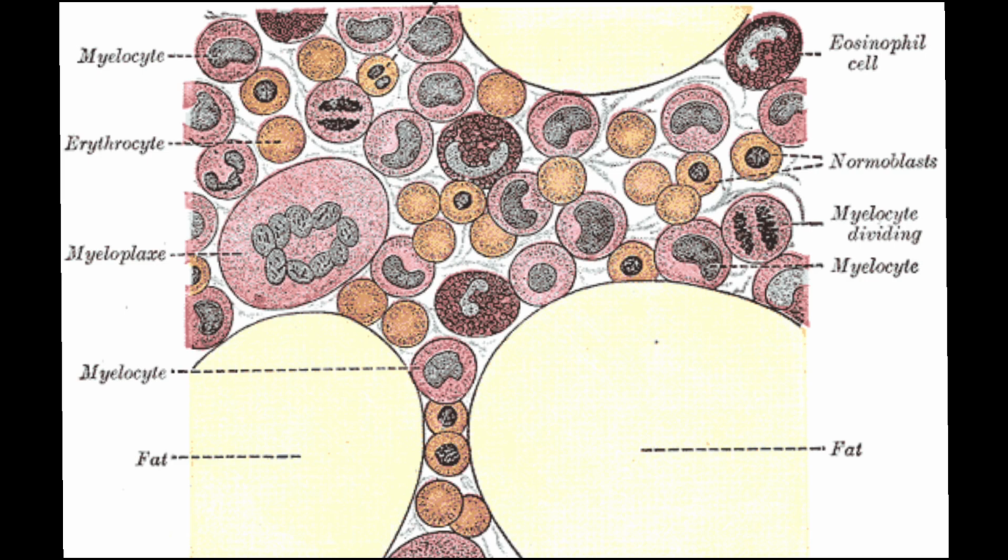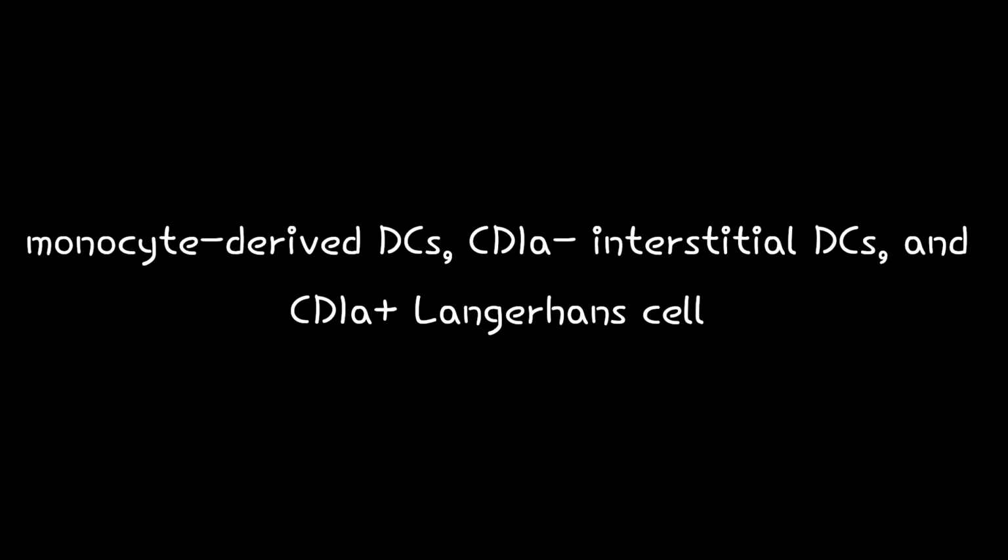Then myeloid dendritic cells are the conventional dendritic cells. They are derived from the myeloid progenitor cells in the bone marrow and are characterized by the expression of CD11c. They can be subdivided into three groups: monocyte derived dendritic cells, CD1a intestinal dendritic cells, and CD1a Langerhans cells.